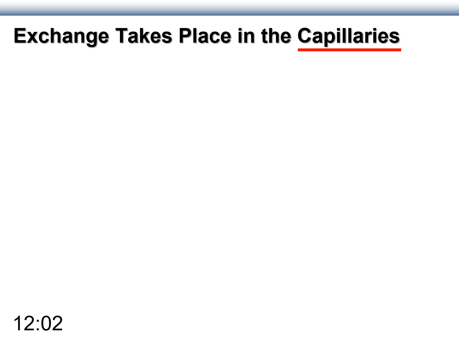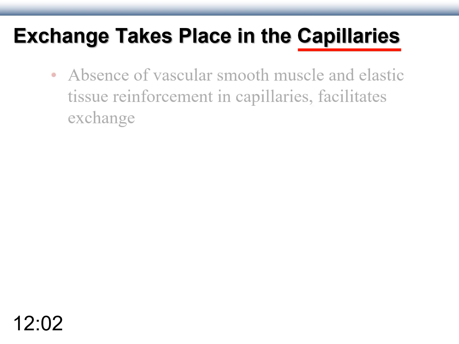Distance is a critical factor. Diffusion rate is directly proportional to distance. The farther the distance, the slower the diffusion rate. So all the other structures are not well suited for exchange except the capillaries.